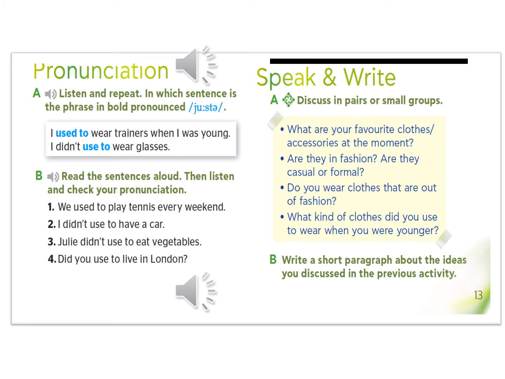B. Read the sentences below aloud. Then listen and check your pronunciation. 1. We used to play tennis every weekend. 2. I didn't use to have a car. 3. Julie didn't use to eat vegetables. 4. Did you use to live in London?